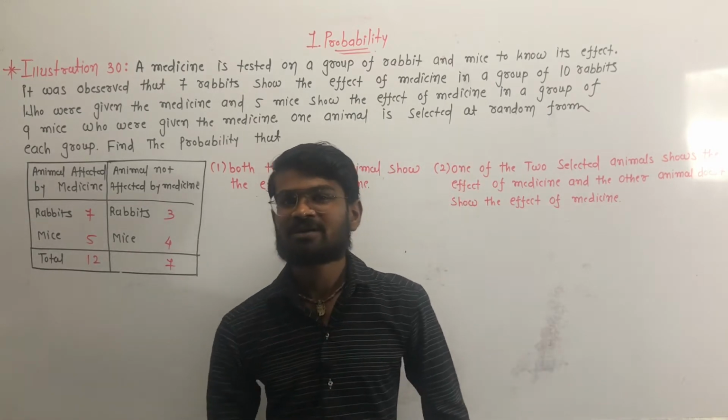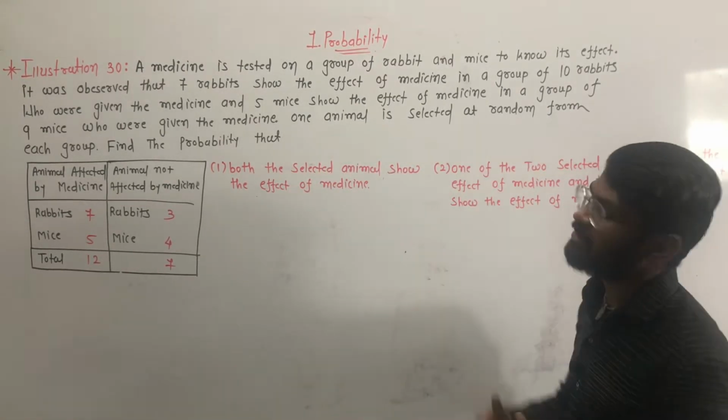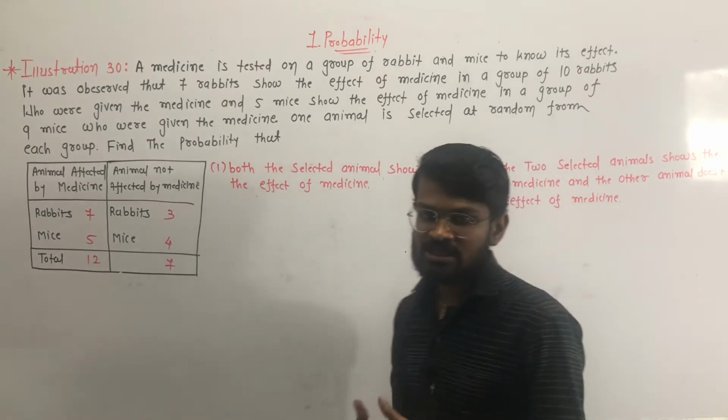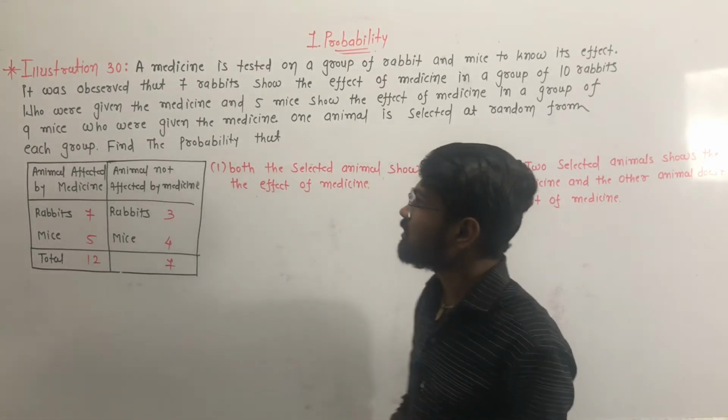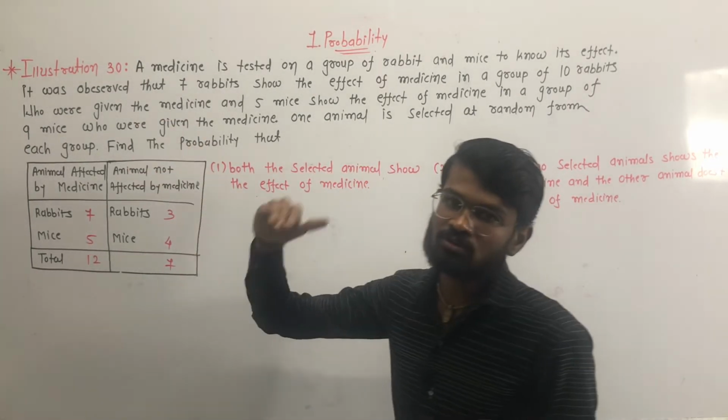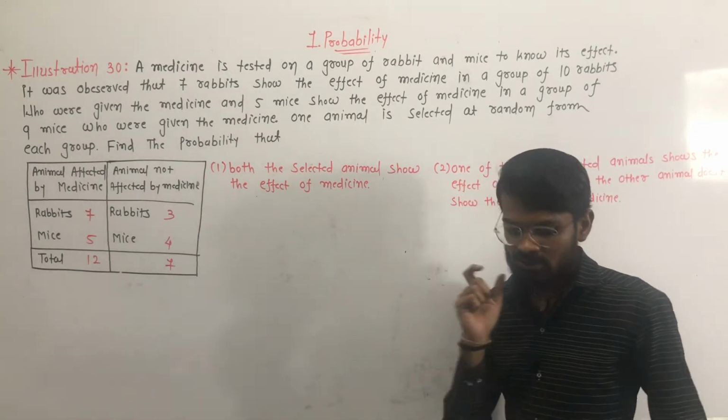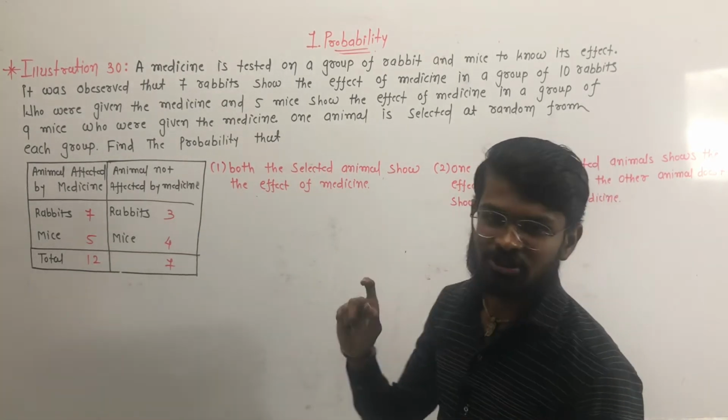Lesson number 1 is probability. So in this lecture today we are going to solve illustration number 30 to 32. Okay, so come on to illustration number 30.